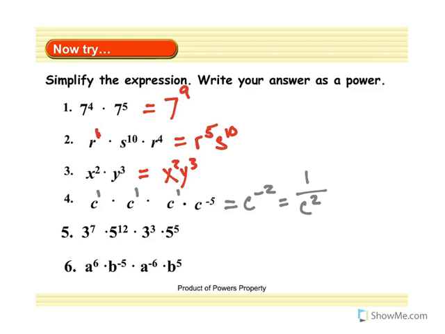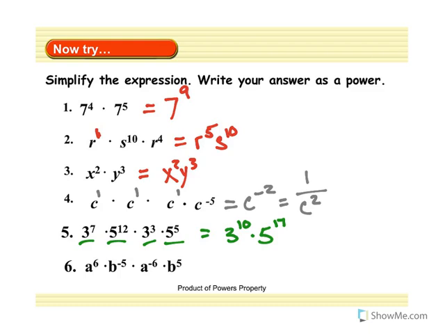For the next one, the bases, I've got 3 to the 7th times 3 to the 3rd. Keep the base, add the powers. 5 to the 12th times 5 to the 5th. Keep the base and add the powers. That one I'm probably going to want to use a multiplication dot just to separate the bases since they're numerical.